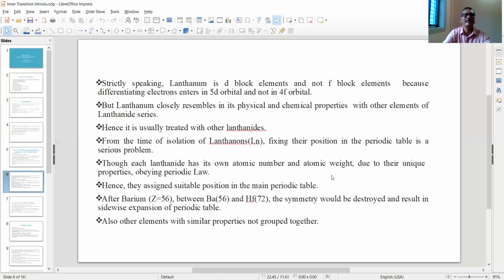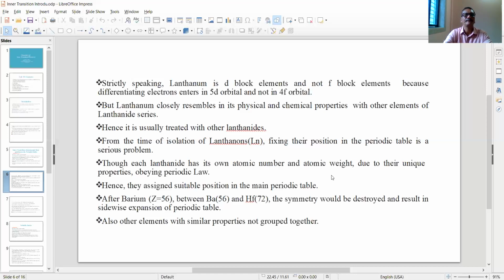So these elements can obey the periodic law, and they are assigned a suitable position in the main periodic table. After barium 56 in group 2, we have lanthanum 57, and then group 4 has hafnium 72, while cerium to lutetium are placed separately from the main body. If all the elements were placed in group 3, the symmetry would be destroyed. 14 elements cannot be accommodated in the same group, and it would result in further expansion of the periodic table. Also, other elements with similar properties would not be grouped together.